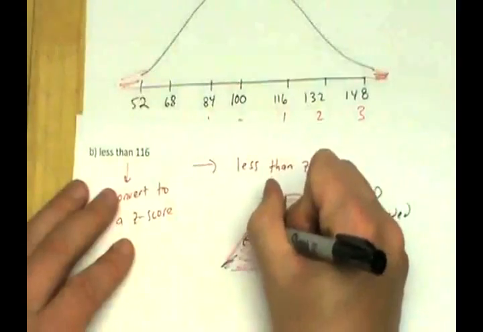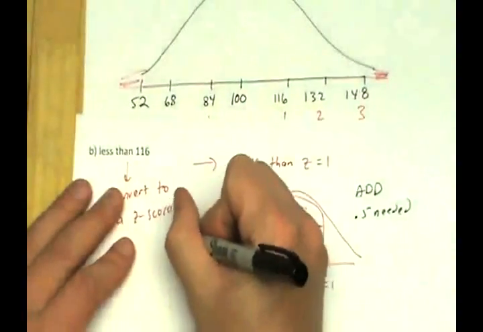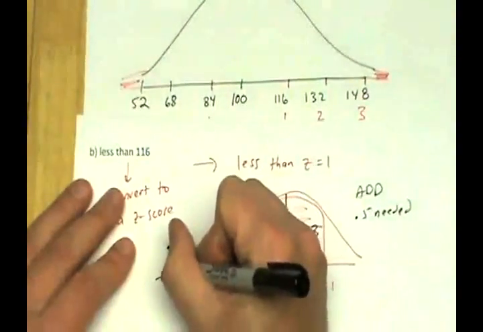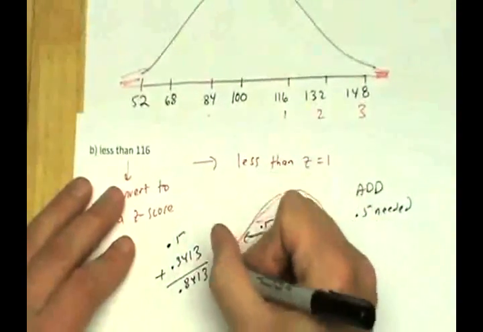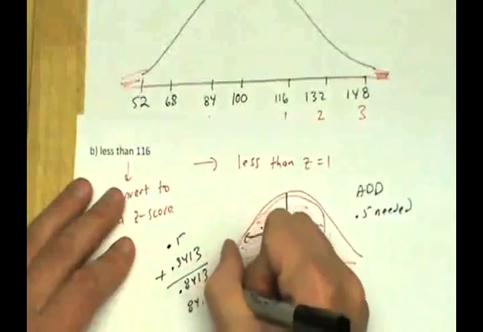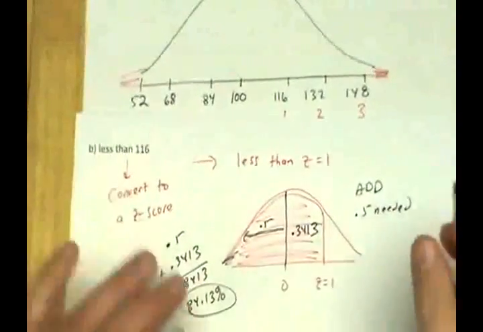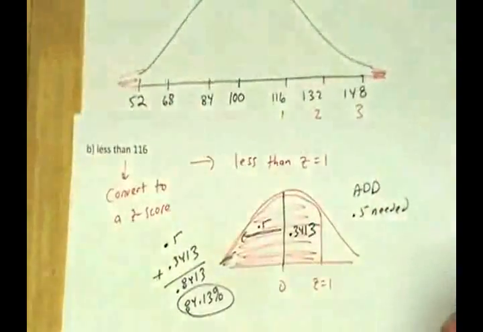This whole left is half. So if we take half and we add the 0.3413, we're going to get back 0.8413, which turns into 84.13% of people have an IQ less than 116.